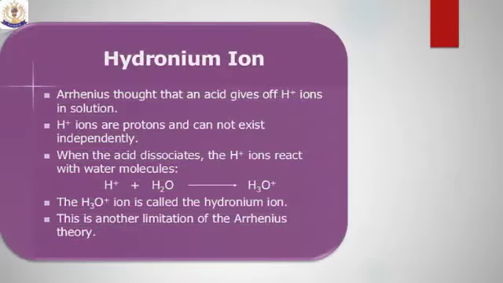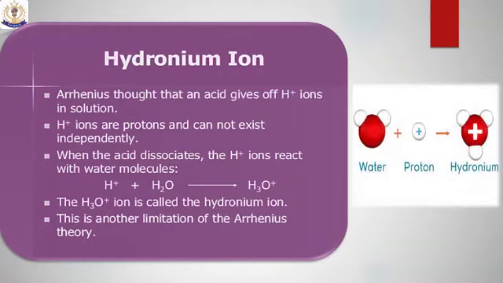Another thing was the hydronium ion. Arrhenius thought that an acid gives off H plus ion in aqueous solution. As you have learned earlier, H plus ions are protons: a hydrogen ion, after losing its one electron, is left with only a single proton in its nucleus. So it cannot exist independently. It immediately reacts with a water molecule and forms H3O+. This H3O+ is called the hydronium ion. So this is another limitation of the Arrhenius theory: the acid on dissociation produces the hydronium ion, not a single proton.